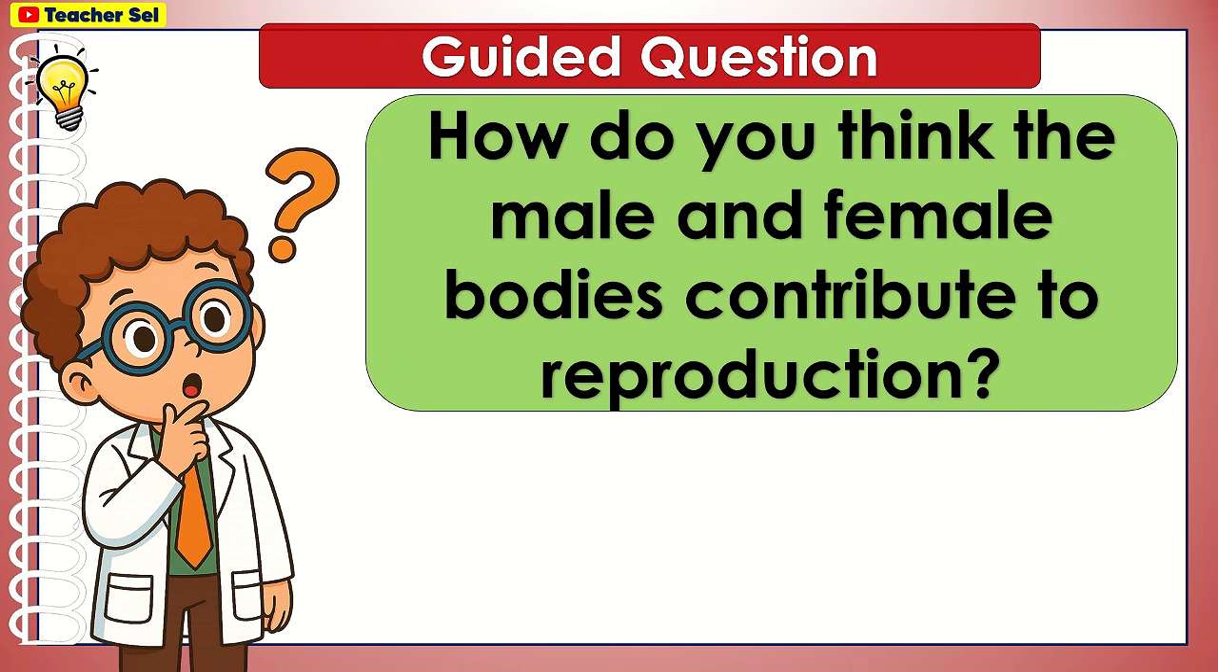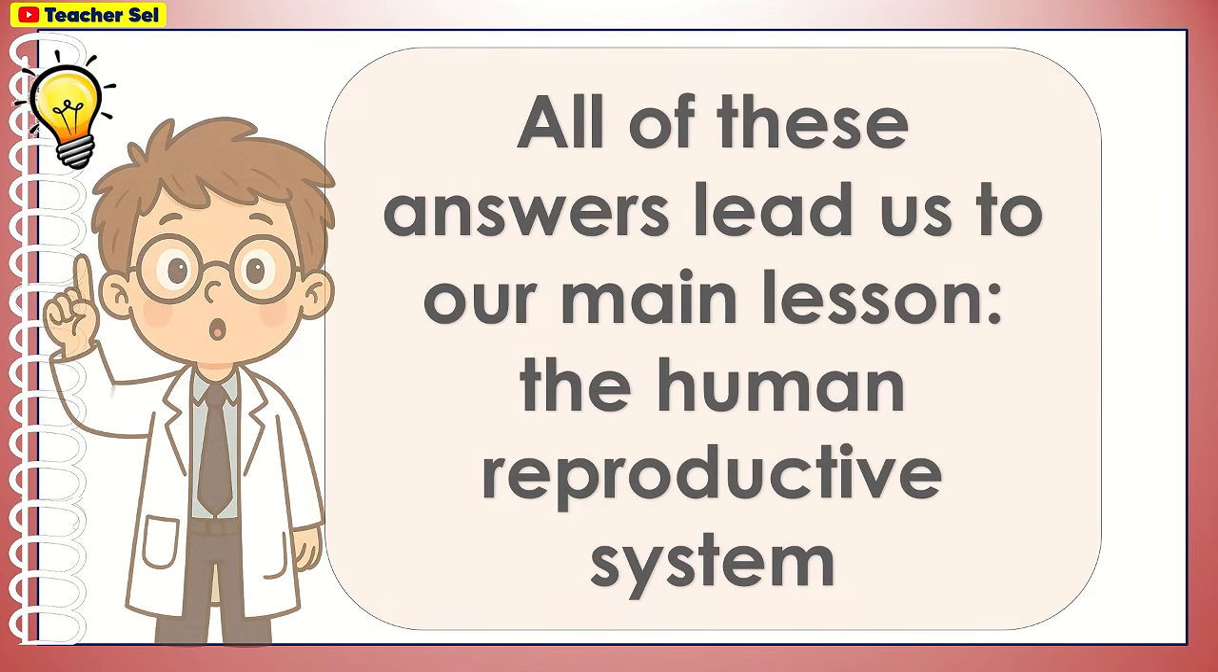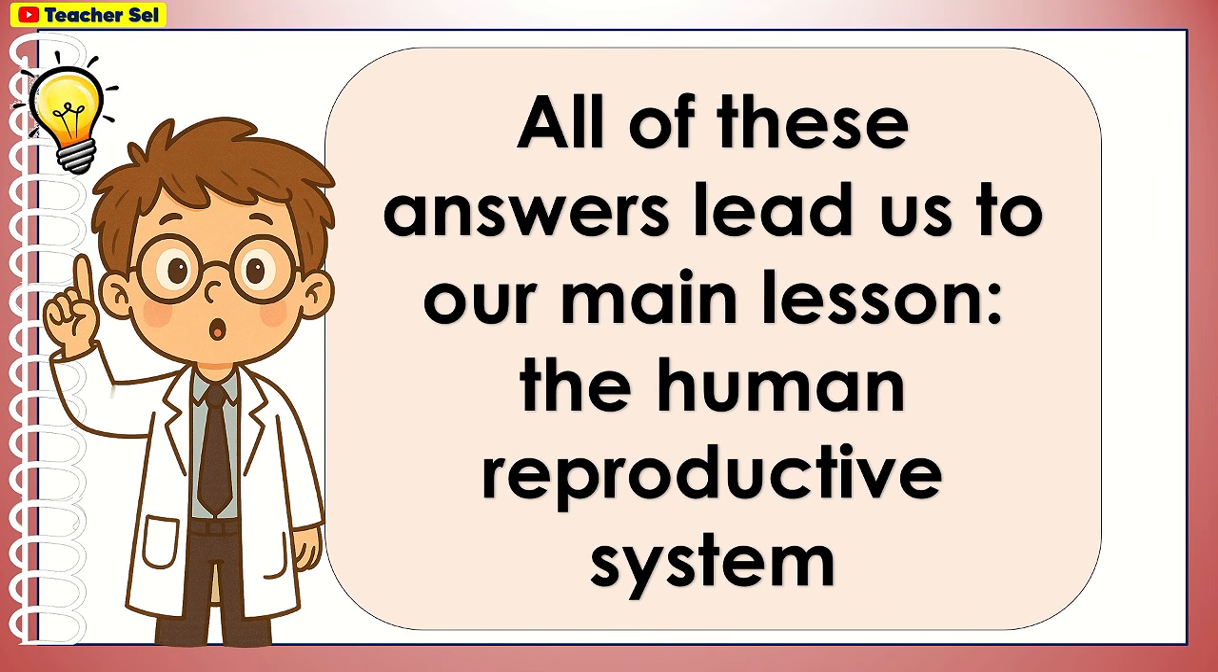How do you think the male and female bodies contribute to reproduction? The male body produces sperm cells, and the female body produces egg cells, and provides a place for the baby to grow. All of these answers lead us to our main lesson, the human reproductive system.